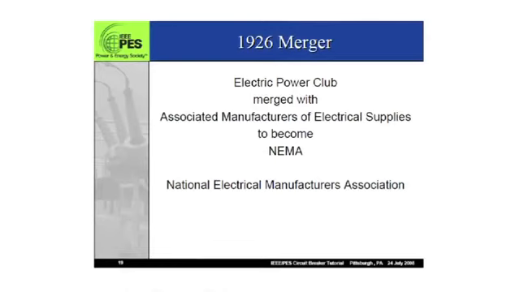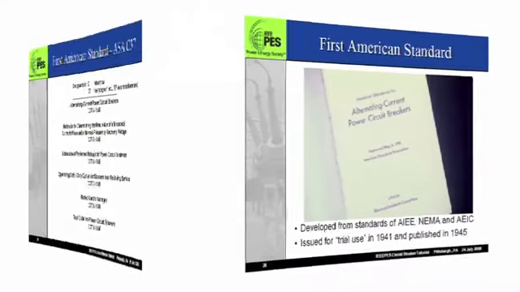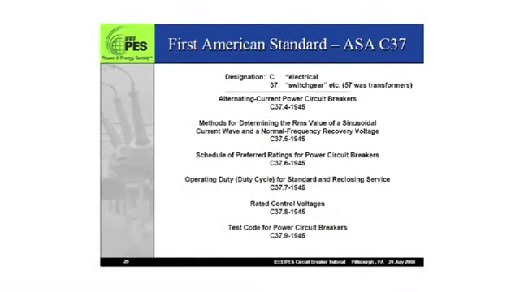Electric Power Club merged with Associated Manufacturers of Electrical Supplies, which became NEMA some years later. The first, I think it's the first standard, at least on circuit breakers, was in 1945 or 41, somewhere wartime, Second World War, on alternating current power circuit breakers. And again, that was American Standards Association, which was sort of a predecessor of ANSI. And the ASA standard C37, you remember the C37 acronym, which we still keep today. It's historical for the reasons that they started then.